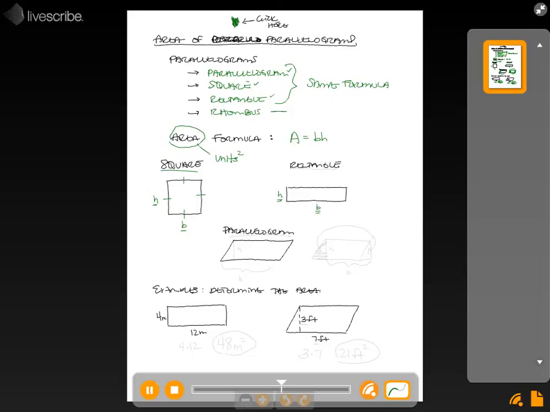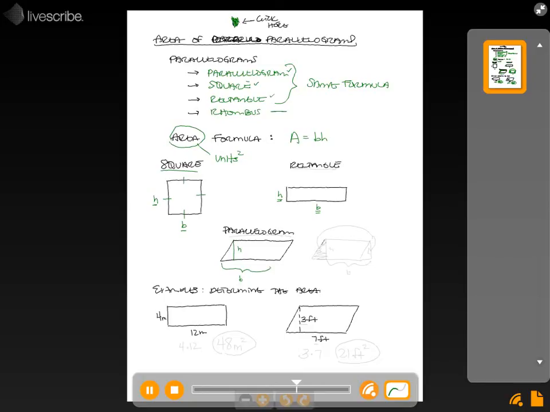The parallelogram is the one that's a little different, and this is the one that people would think would actually have a different formula, but it really doesn't. What we would do is we would cut the triangle part off the end here, and we're going to call that the height. And then our base is going to be this whole bottom part, everything across the bottom.